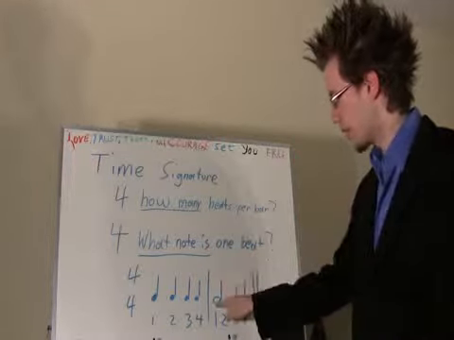So 1, 2, 3, 4. So this half note gets 2 counts. So let's start from here and go all the way to the end. So I'm going to go 1, 2, 3, 4. 1, 2, 3, 4. And that's how you clap that.